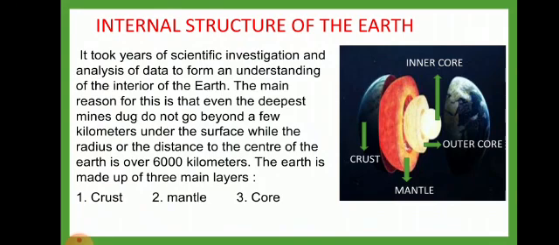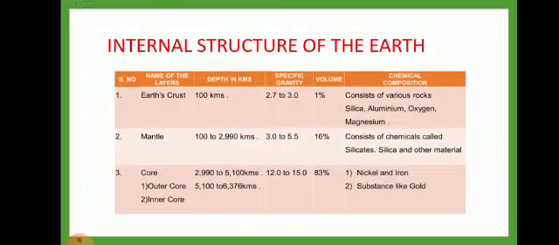The earth is made up of three main layers: 1. crust, 2. mantle, 3. core. The third, core, is divided into two again: inner core and outer core. You can see this labeled in the diagram. The internal structure of the earth: name of the layer, depth in kilometers, specific gravity, volume, chemical composition.